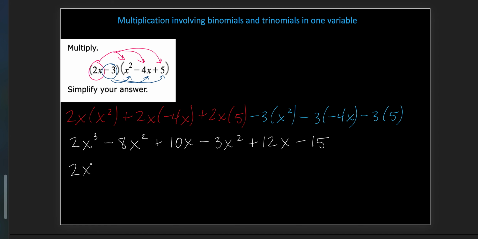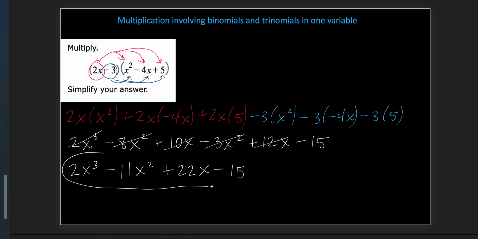2x to the third is by itself, so I used that already. Now I have a couple x squared terms here, negative 8 minus 3, that's negative 11x squared, this and this I used up. Now I have a couple x terms, 10x plus 12x, so it's plus 22x, and it looks like minus 15 is hanging in there as well. And that's it.